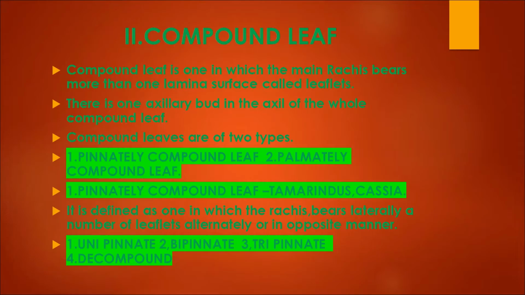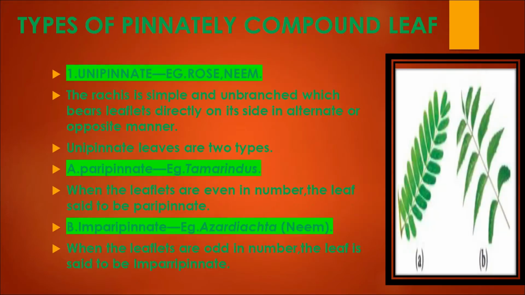Pinnately compound leaf, example Tamarindus, tamarind tree. Here it is defined as one in which the rachis will bear laterally a number of leaflets which are alternately placed on the opposite sides of the rachis. This is again classified into unipinnate, bipinnate, tripinnate and decompound. In unipinnate, the rachis will be simple and unbranched, and it will bear the leaflets directly on its side in alternate or opposite manner. Example rose and neem.